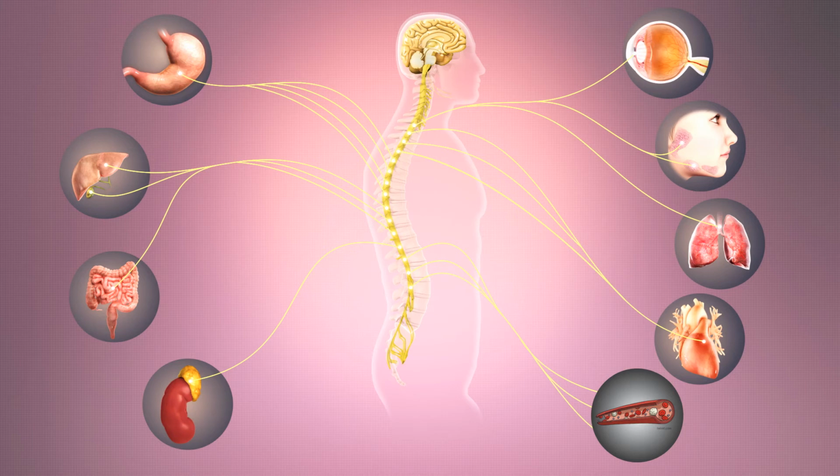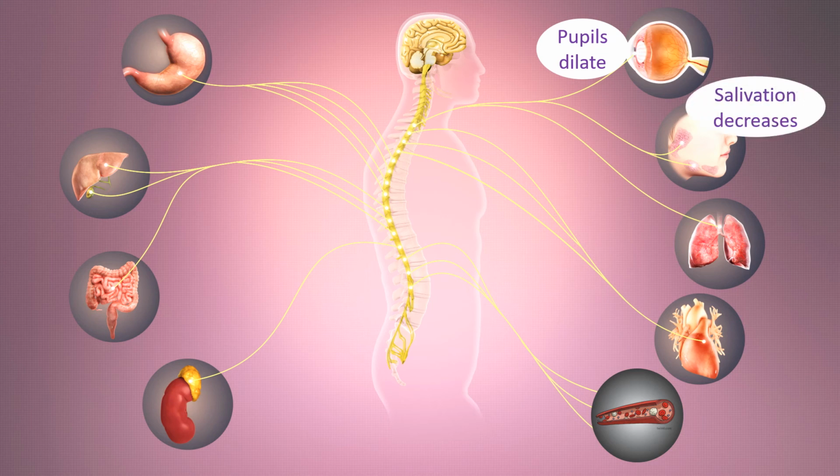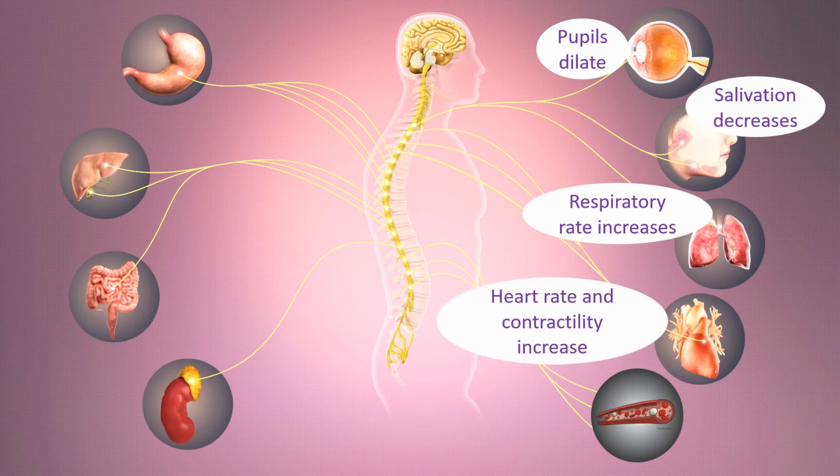So here's our sympathetic nervous system in all its glory. When it's activated, the pupils dilate. Salivation decreases, it becomes thicker. Respiratory rate increases. Remember, this is about fight or flight. So we're going to need to get more oxygen into our muscles. We're going to need to get rid of more carbon dioxide. And as we know, heart rate increases.